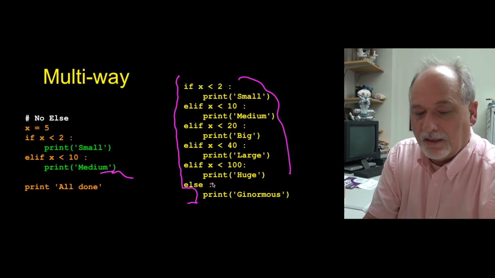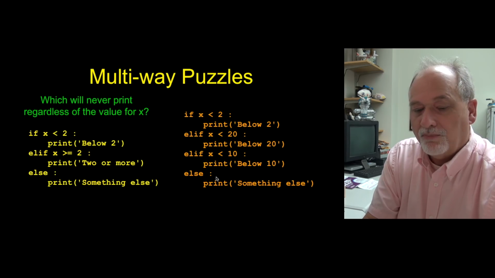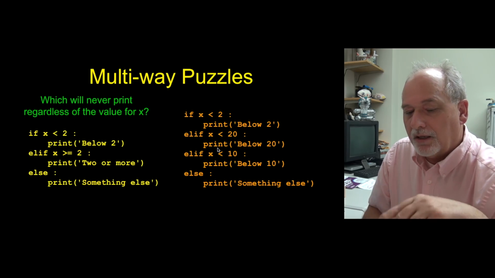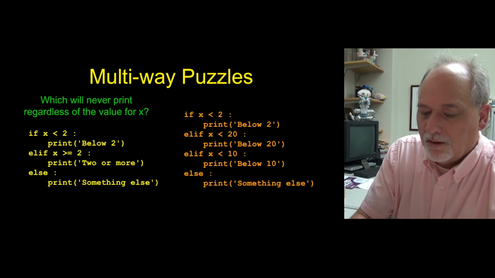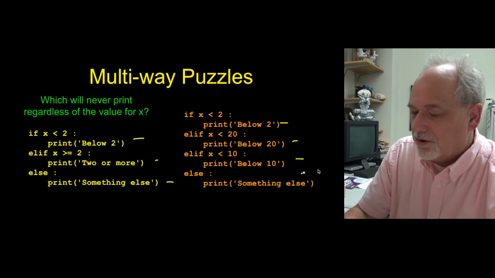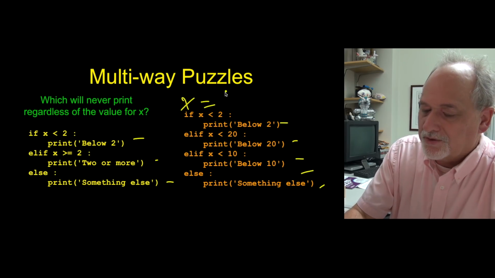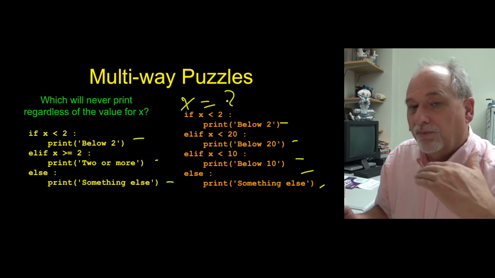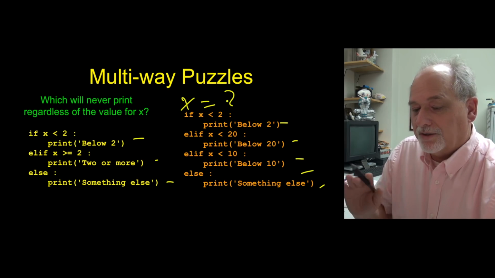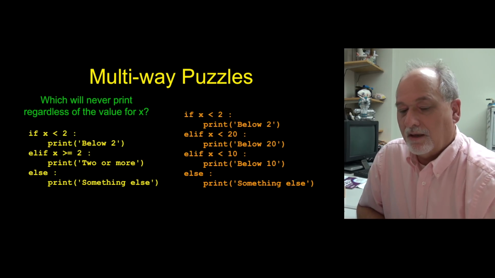Okay. So I've got a couple of little things. I'll let you pause right now and look at the 3 or 4 lines of code, x equals something. The question is, are there lines of code that will never execute regardless of the value for x? I'll let you pause and think about it, and then I'll explain it to you.